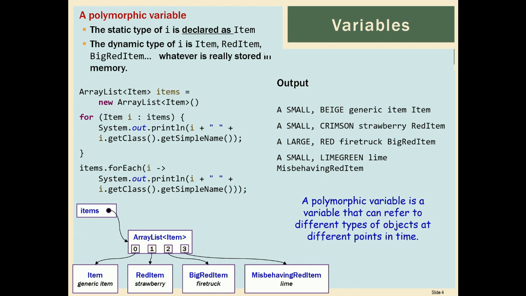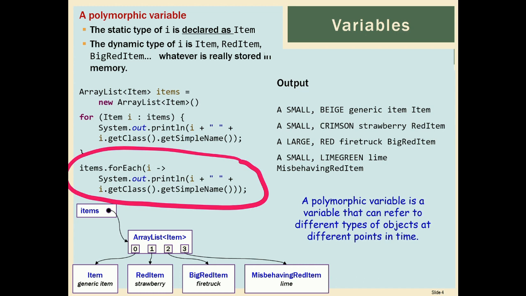Just to show you how we would do this with lambda expressions, this is the lambda expression to go through the for each. It's using the for each method, and it uses a lambda expression inside the for each method. That lambda expression is a consumer. We'll talk more about those later. So it works the same way as the for loop in front of it. The dynamic type is going to change from item to red item to big red item to misbehaving red item.